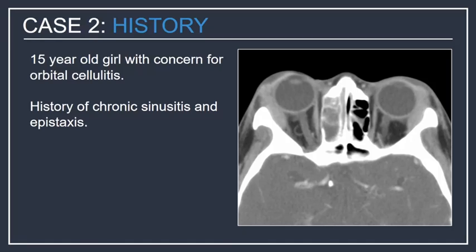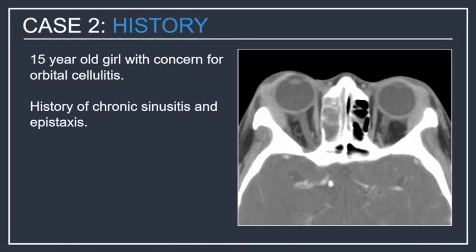Our second patient is a 15-year-old girl who presents with a concern for orbital cellulitis. She has a history of chronic sinusitis and epistaxis. So because they were worried about orbital cellulitis, they ordered a CT examination of the orbits with contrast to look for complications. So in this patient, we can see that there's bilateral soft tissue thickening of the lacrimal glands.